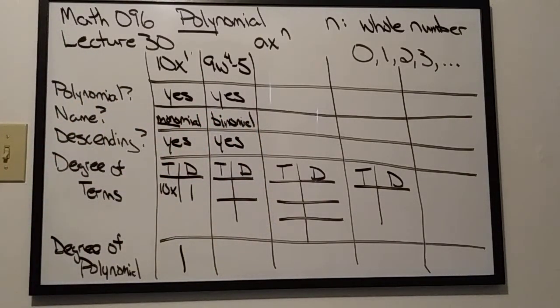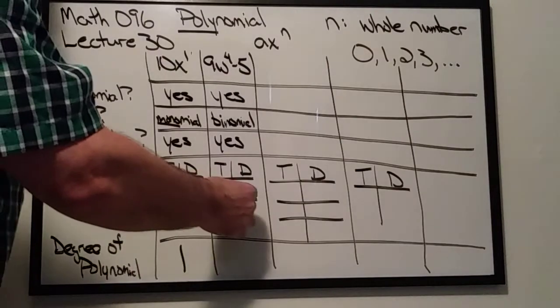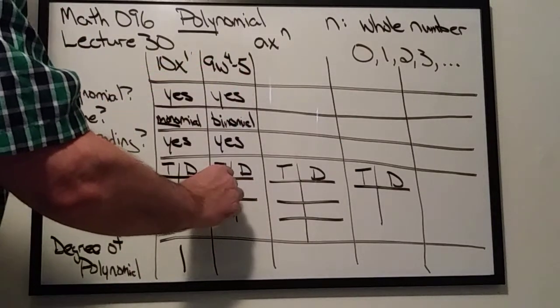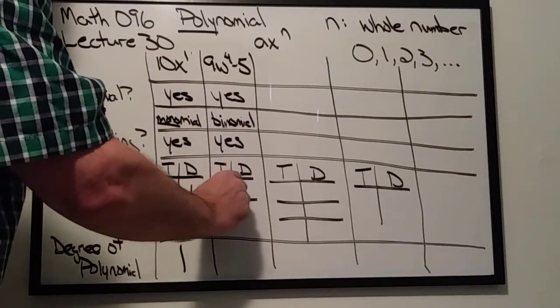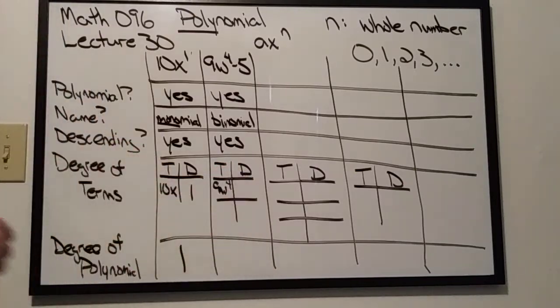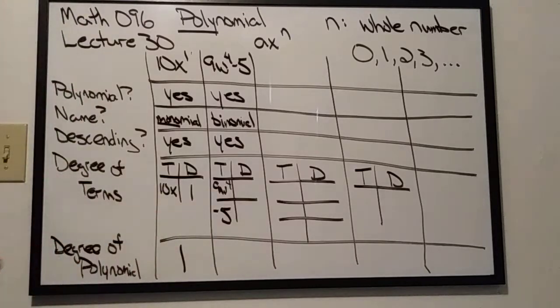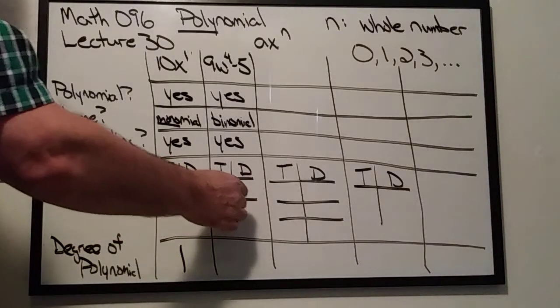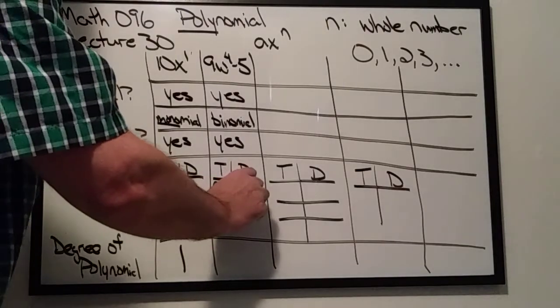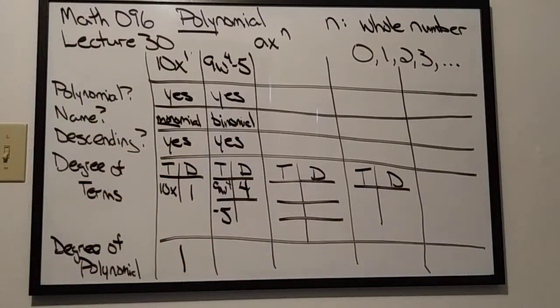Now, because we have 2 terms, in the next spot I need to write down both of those terms individually. So 9w to the 4th is my first term. My second term, the second piece that is being added to that, is a negative 5. And notice I'm bringing the sign with me. Now, as I look at these 2 pieces, once again, the degree is the power on the variable. So for 9w to the 4th, the power on that variable is 4, so the degree of that term is 4.